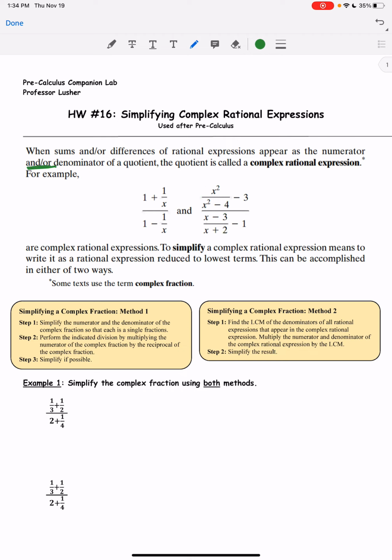Notice that it does say "and/or." You don't have to have it in both. So if you have 1/2 in the top and that's all over 4, that's still complex because you still got a fraction and a fraction.